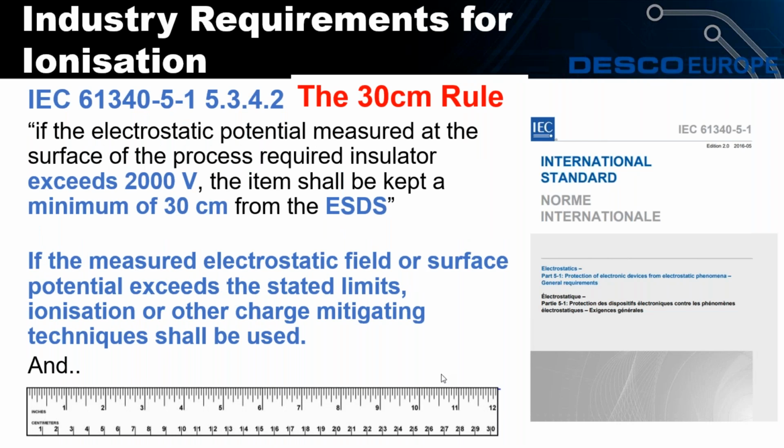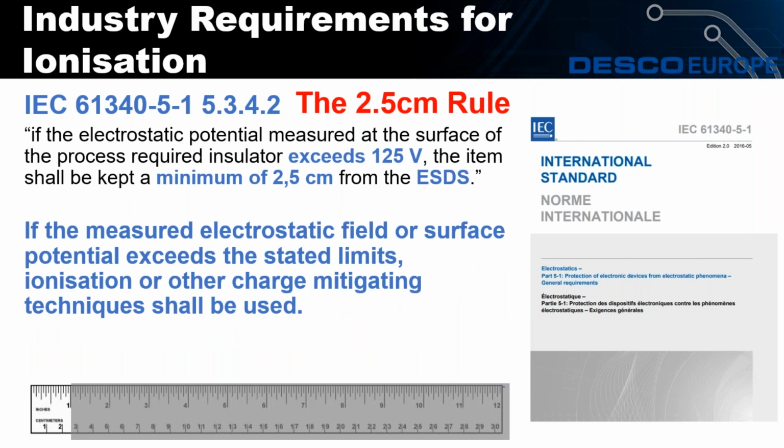Then the industry calls out the 30 centimeter rule. If a process essential insulator has a voltage on it in excess of 2000 volts, that insulator needs to be kept a minimum of 30 centimeters away from any static sensitive devices, or if possible, changed to an ESD safe version. But if that's not possible, then you would need to use an ionizer to neutralize the charge on that insulator.